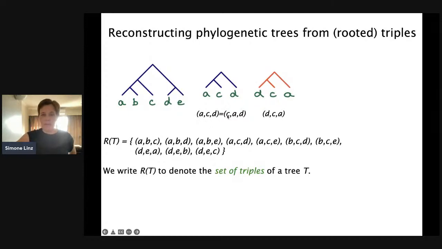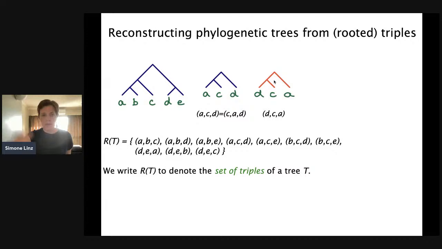And this triplet is also what we say is displayed or explained by the tree, because in the tree, A and C are more closely related than either of the two is to D. So for each 3 leaves that are part of the tree, there is exactly one rooted triplet that is explained by the tree. So D, C, A, for example, is not displayed by the tree.